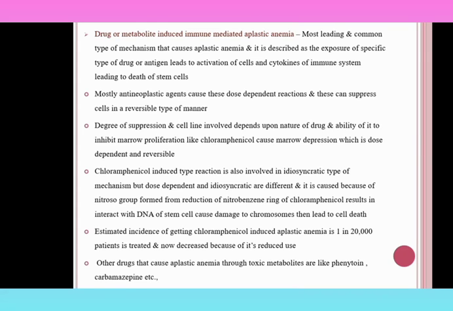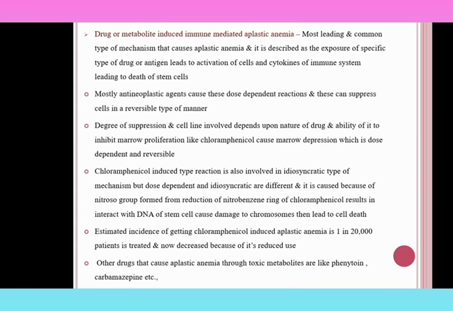As I said in the starting slide, anti-neoplastic agents mostly cause such dose-dependent reactions. They suppress the cells in a reversible manner, not an irreversible one. The degree of suppression and the cell line involved depend upon the nature of the drug and its ability to inhibit marrow proliferation, like chloramphenicol, which causes marrow depression. For example, chloramphenicol causes marrow depression that is dose-dependent and reversible.